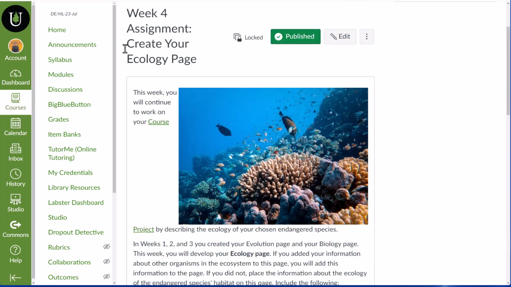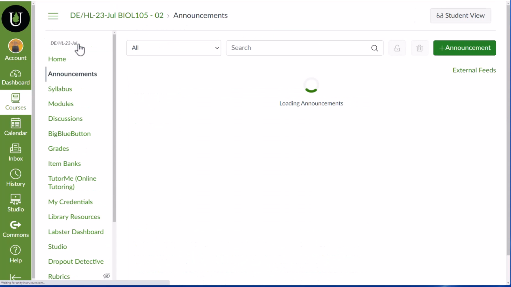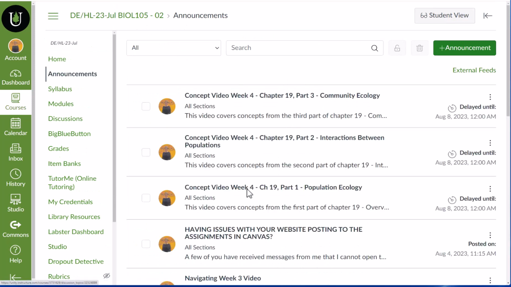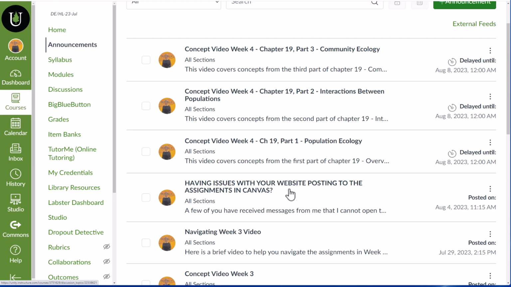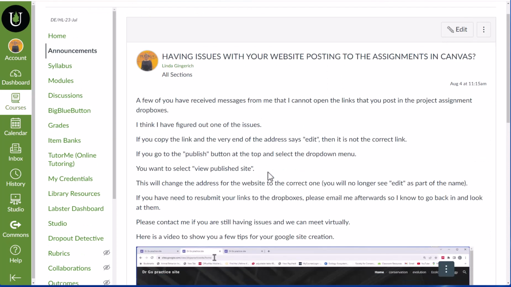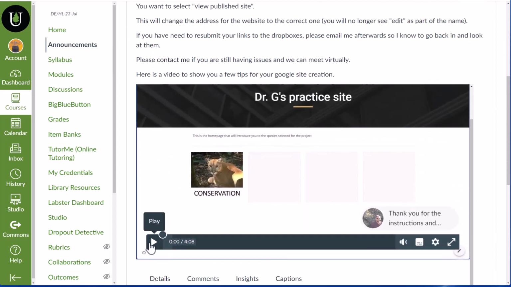Since we're talking about the website, I want to go back into announcements for a moment and make sure that you see the announcement I posted here, having issues with your website posting to Canvas. So take a look at this message because it describes one of the key issues I think I found with some of you, where I can't open your assignment the way that it's posted. And then you can also look at this video that shows you how to set it correctly. And it also maybe will show you some other tricks and tips for your website. It does show you in here how to boldface those terms and then to link them out to the Wikipedia definition. So if you're not sure how to do that, go and watch this video. It will show you how.